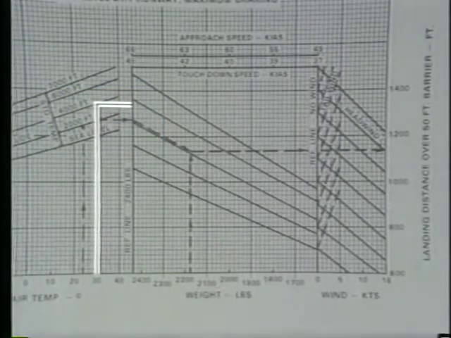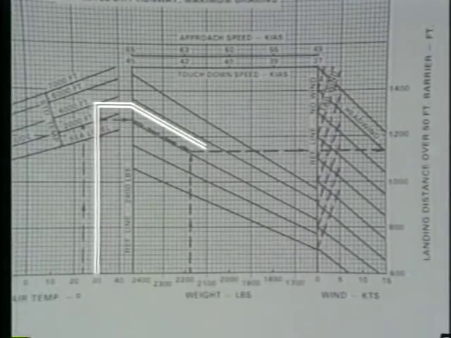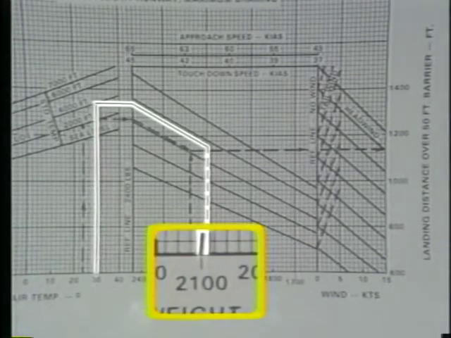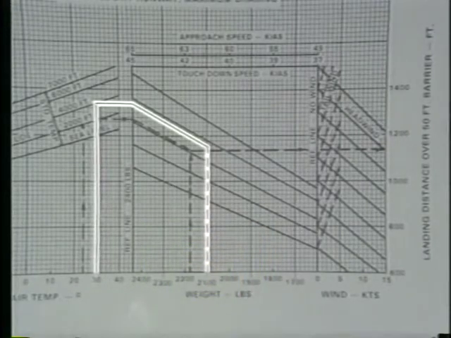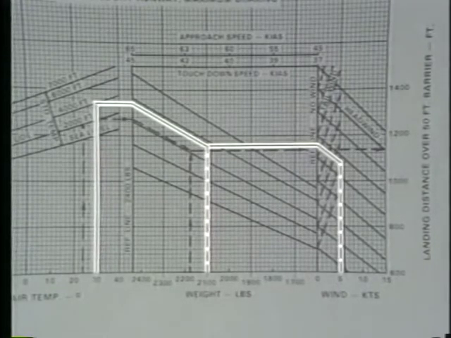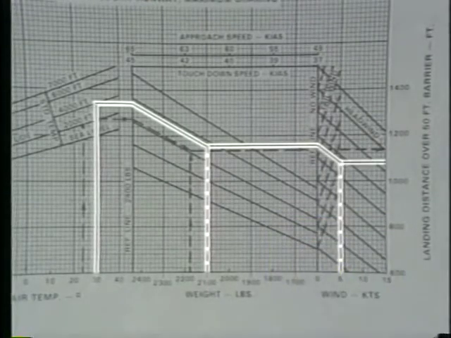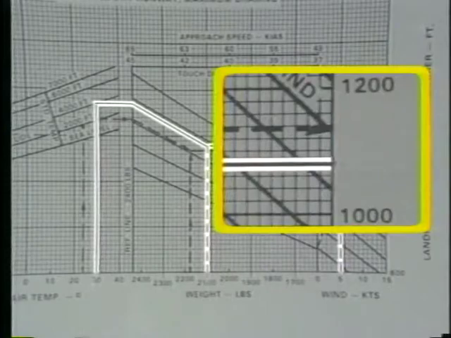Move horizontally to the weight reference line, and then move diagonally to the airplane's landing weight, which is 2,100 pounds. Continue horizontally to the no-wind reference line. Then move diagonally until you reach the current headwind of 5 knots. Now move straight across to read that the landing distance over a 50-foot barrier is approximately 1,080 feet.